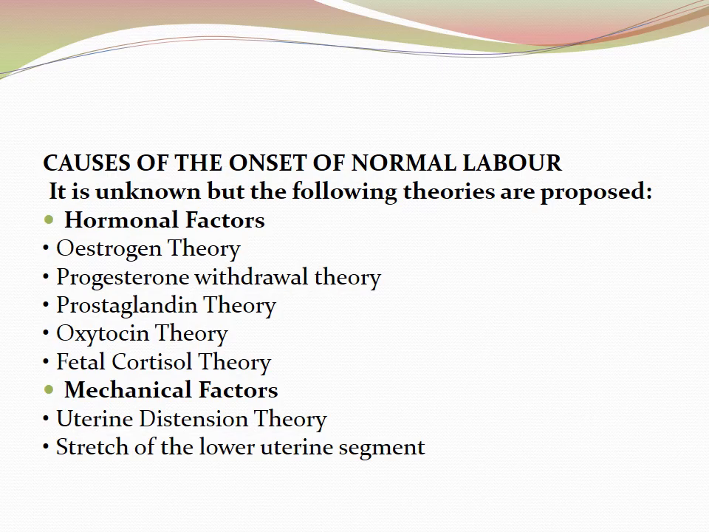Oxytocin theory, which says when there is onset of labor, the posterior pituitary releases the oxytocin hormone, which results in uterine contraction. Fetal cortisol theory, that the fetal adrenal glands release cortisol, which starts the cascade of normal labor. Mechanical factors: uterine distension theory, and the stretch of the lower uterine segment, which causes the progress of labor.